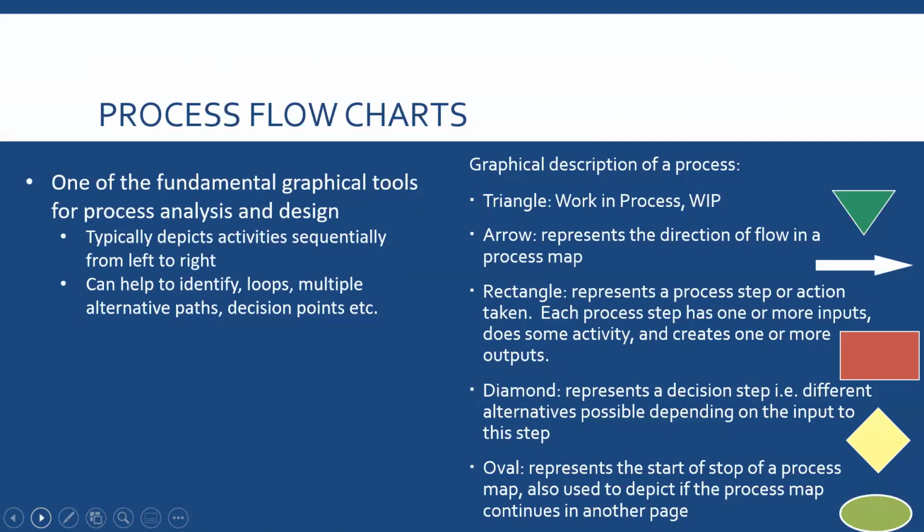The oval shape will represent the start or stop of the process map. Also, it will show you if the map will continue to another page.